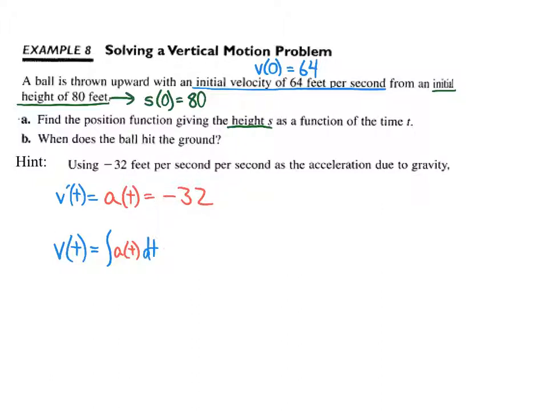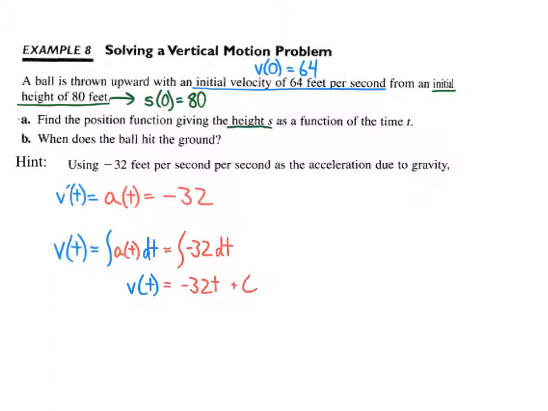So, what's the integral of negative 32? Negative 32x plus c. Although we'll use t just to stay consistent. The integral of negative 32 with respect to t is going to be negative 32t plus c. So that is the velocity.